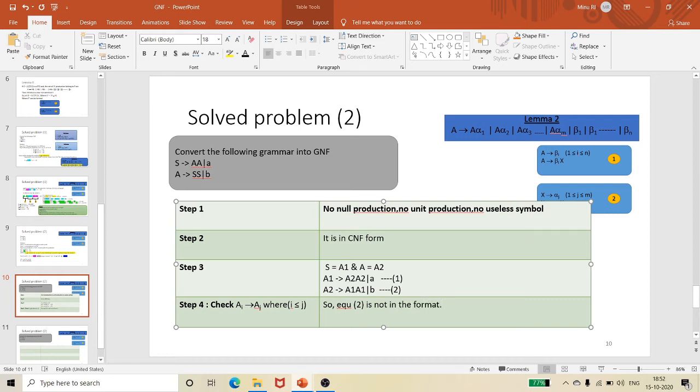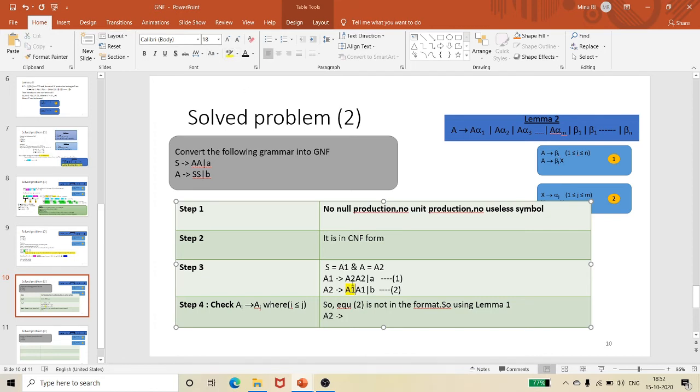And what lemma could I put? As both are not equivalent, I cannot use lemma 2 here. So I can use lemma 1. Using lemma 1 gives me a substitution only. So what is the value of a1? I need to substitute the value of a1 over here.